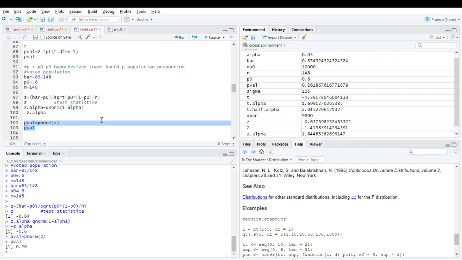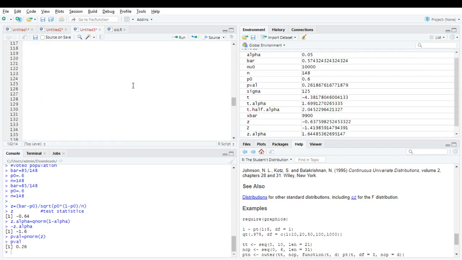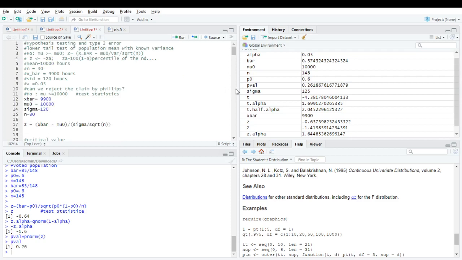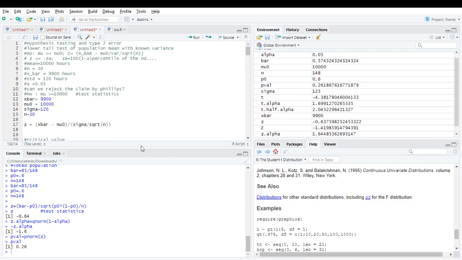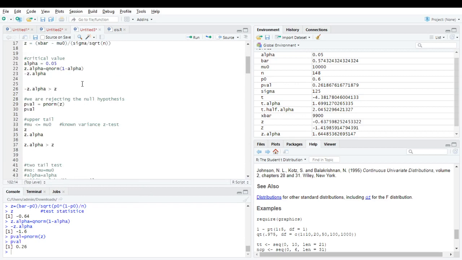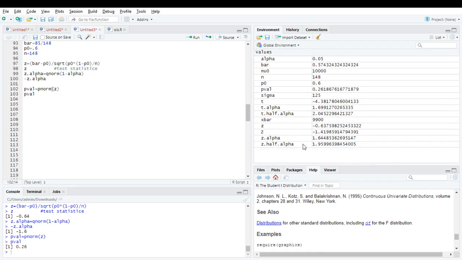I hope by now you can do all this yourself. Whenever you have a data set and you have to make some conclusion and you don't know anything about the data, being a researcher you make a hypothesis, you find the p-value, you calculate the z alpha, you make a comment based on that, and you do further analysis. Okay, so this is how you do hypothesis testing. In the next video we will be learning about type 2 error, basically power and beta.